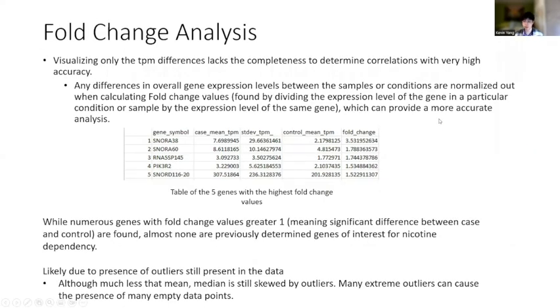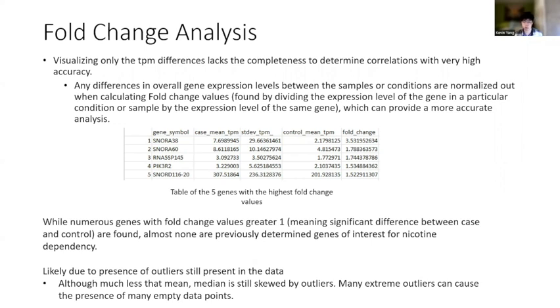So as for my next analysis, I realized visualizing only the TPM differences would not be enough, and I decided to use fold change analysis as well. Any difference in overall expression between the samples or conditions will be normalized out when calculating fold change, which is the absolute value of the expression value of the case over the expression value of the control. And this can provide an even more accurate analysis.